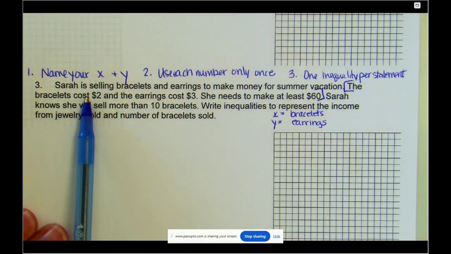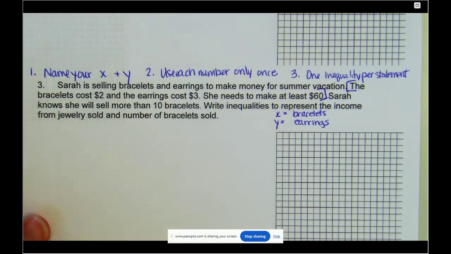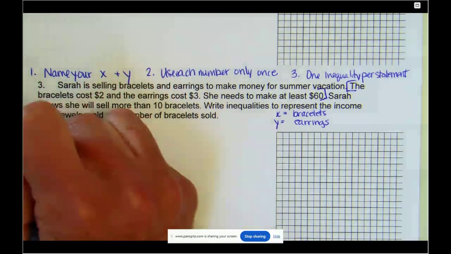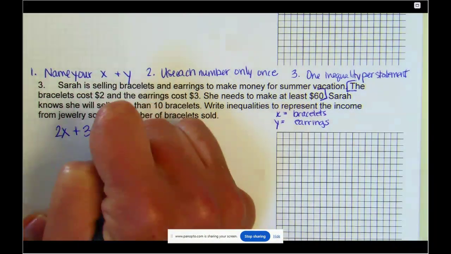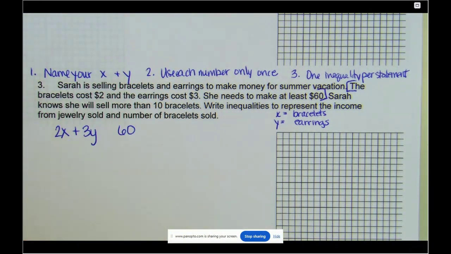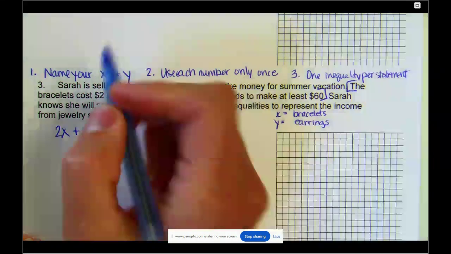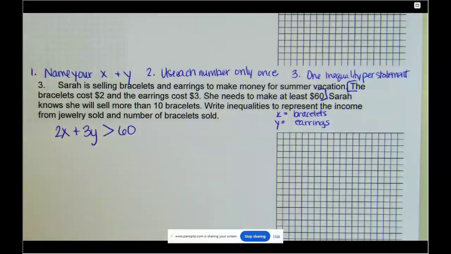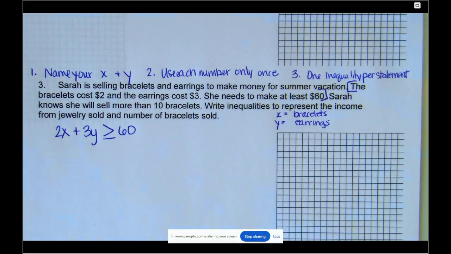Okay, so bracelets cost $2, earrings cost $3. What's the left-hand side of our inequality? 2x plus 3y. Yep. Is greater than or equal to 60. So we know 60 is in the total spot. So at least $60. McKinley said that's greater than, which is correct. At least 60. Is she going to be happy with 60? Yep, so then we know it's also equal to.